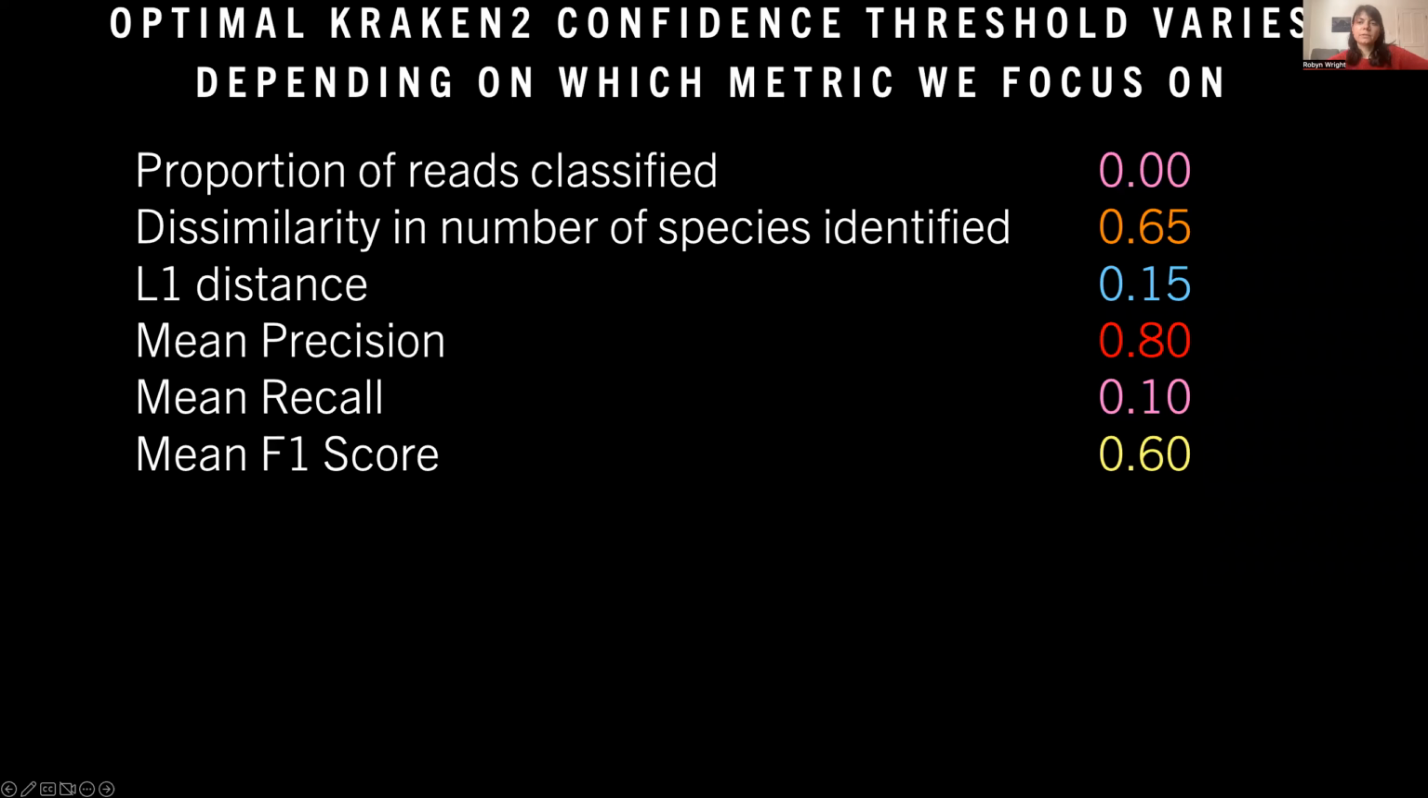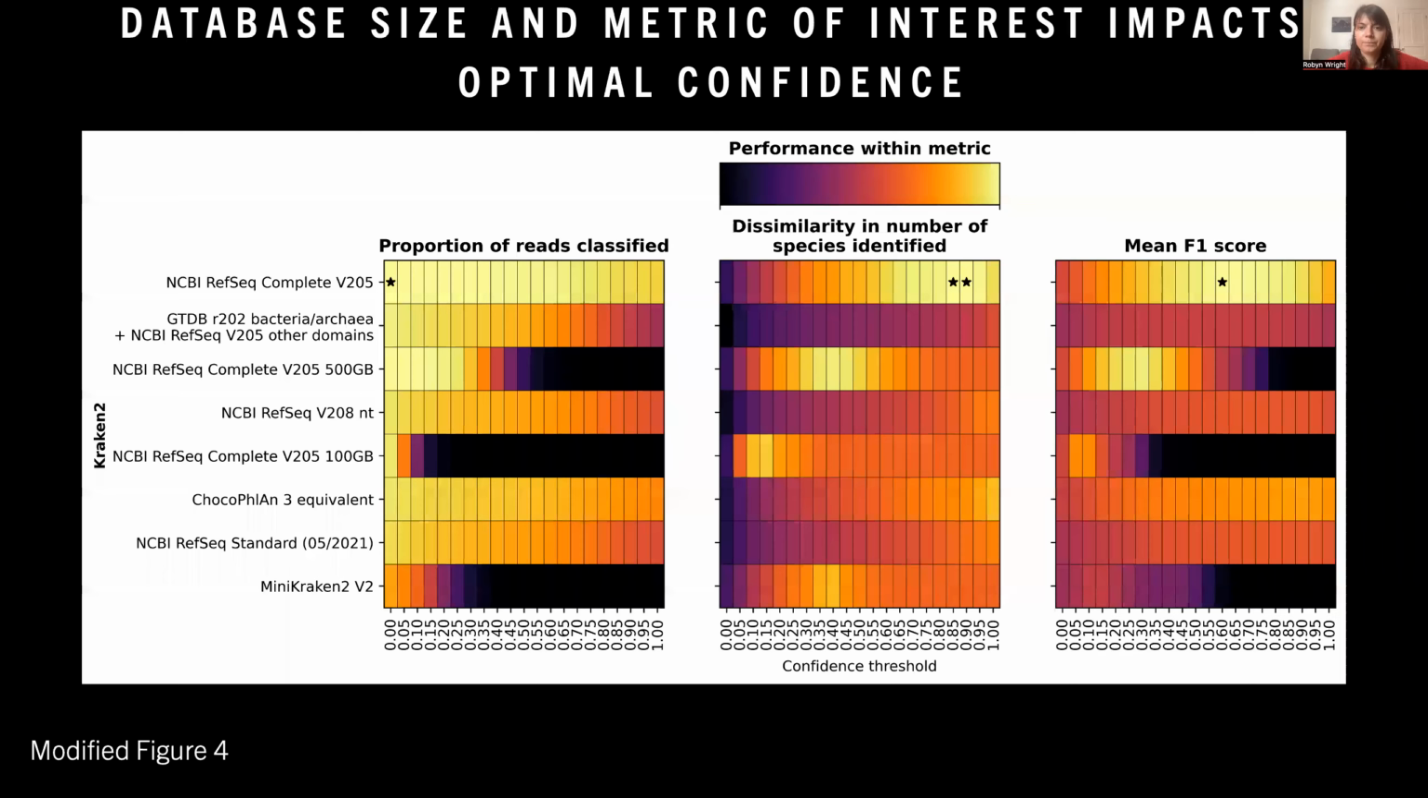So the optimal confidence threshold to use depends on which metric we focus on, and it essentially comes down to whether high precision or high recall is more important to us, or the question that we're wanting to answer with our data, and really whether we're more concerned with false positives or false negatives.